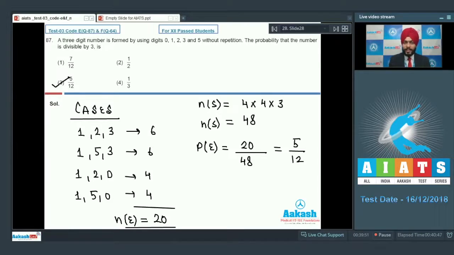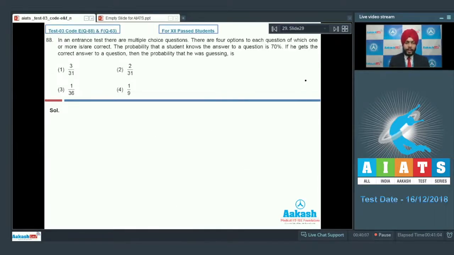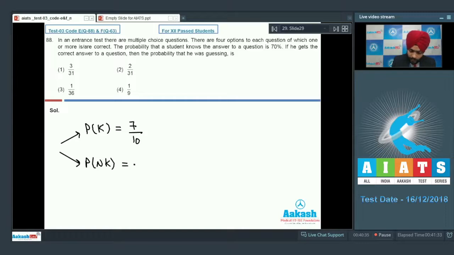Okay. Let us move on to question number 88. Question number 88, an interesting one. It says that in an entrance test there are multiple choice questions. There are 4 options to each of the questions, of which one or more is or are correct. So either it can be a single choice question or it can be a multiple choice question. The probability that the student knows the answer to a question is 70%. Probability of knowing is 7 by 10. Probability of not knowing is obviously 3 by 10. That means he knows 70% of the questions. He does not know 30% of the questions.